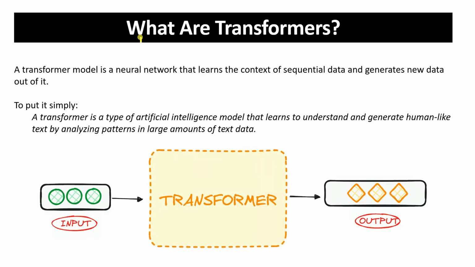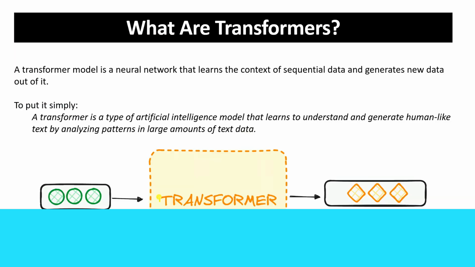What are transformers? A transformer model is a neural network that learns the context of sequential data and generates new data out of it. See, sequential data. To put it simply, a transformer is a type of artificial intelligence model that learns to understand and generate human-like text by analyzing patterns in large amounts of text data.